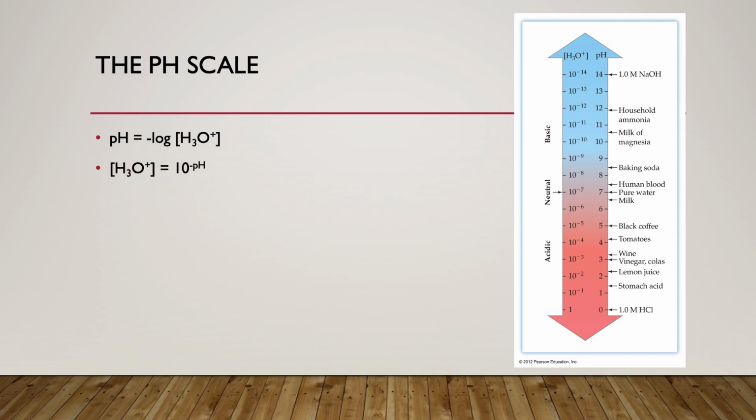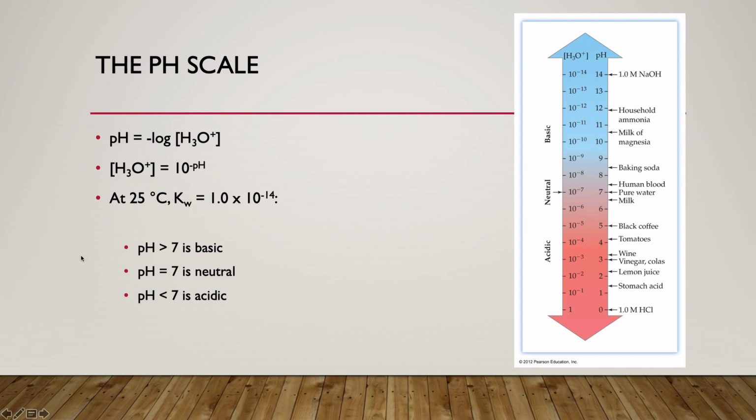Now, a couple of quick notes on what the pH is really telling us. A pH of 7 is a neutral pH. A pH bigger than 7 means we have a basic solution, because since this is a negative log, the bigger our H3O plus concentration gets, the more the pH goes down.